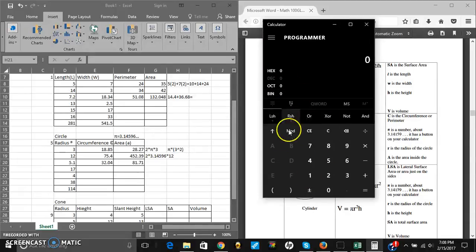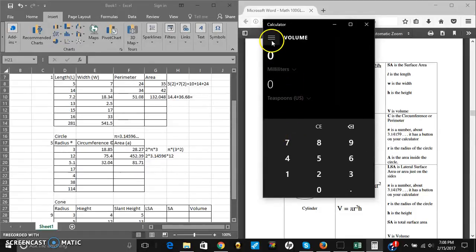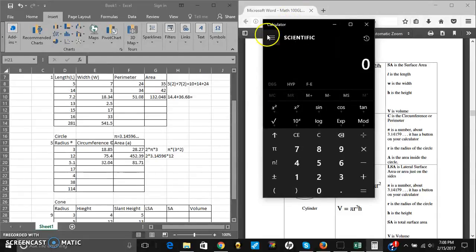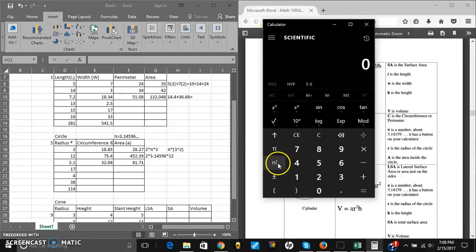This calculator you will never use. This is for programmers who are switching between different languages. And these are converters. You can convert volume, length, weight, mass. But the ones you'll need to know are scientific and standard. Most likely you'll see scientific, so let's use that. This is what we've been using to find pi.